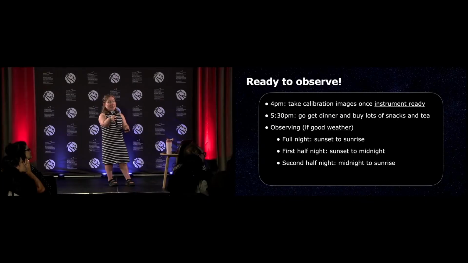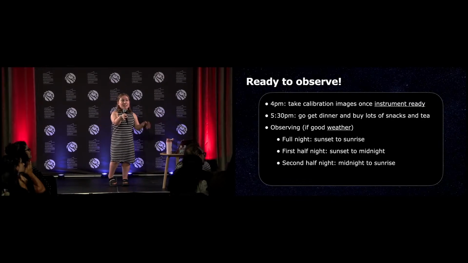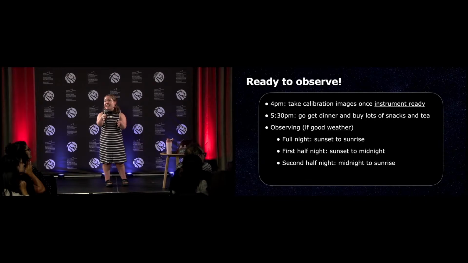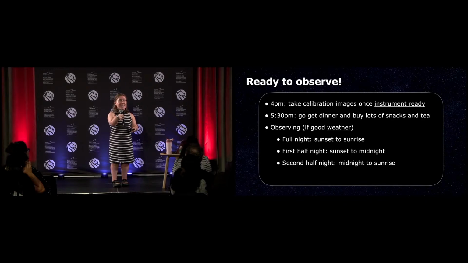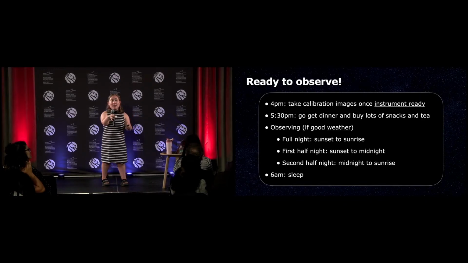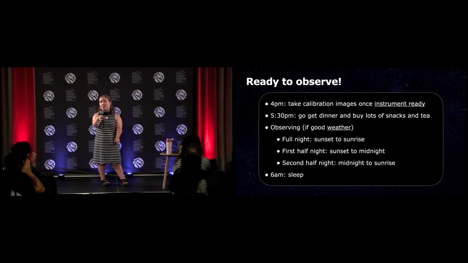My personal favorite, because I'm a bad astronomer, is to have the first half night shift. This is from sunset to about midnight. And I like it because it means I get to go to bed at a reasonable time. The absolute worst shift to get is midnight to sunrise. So you try to sleep until midnight or 11 p.m., and then you wake up and you're observing until about 6 a.m., when you would then go to sleep, making sure you're awake by 4 p.m. to take your calibrations.